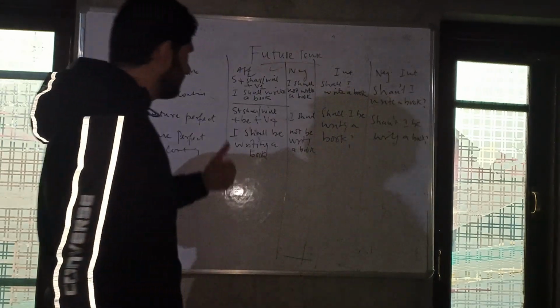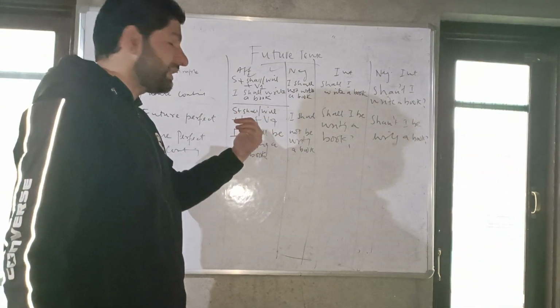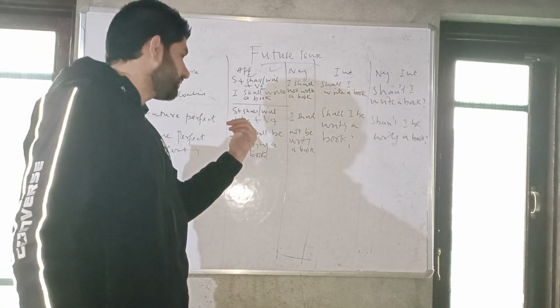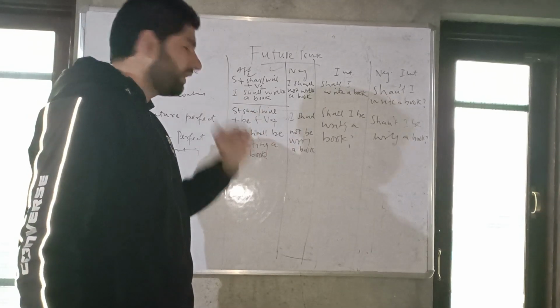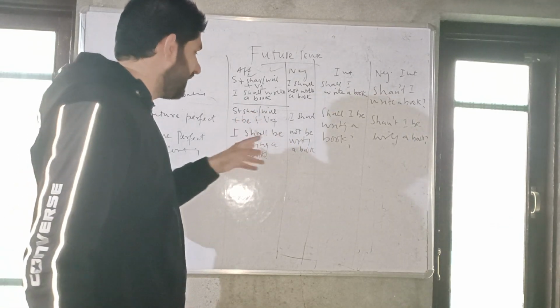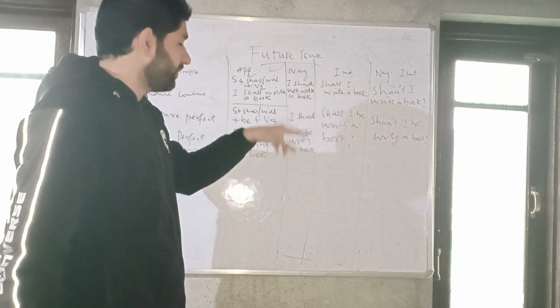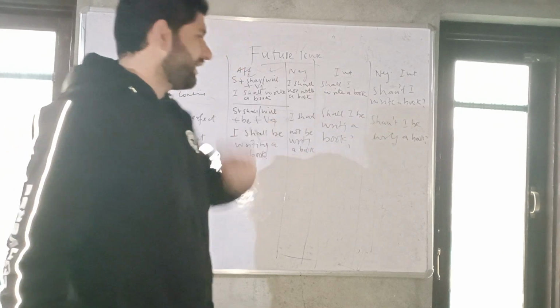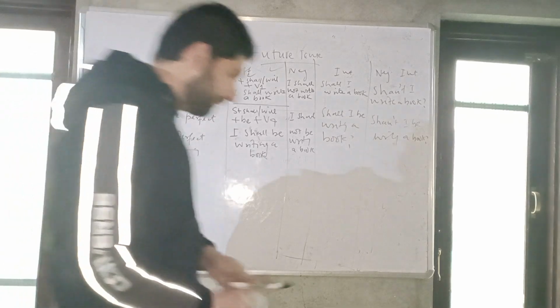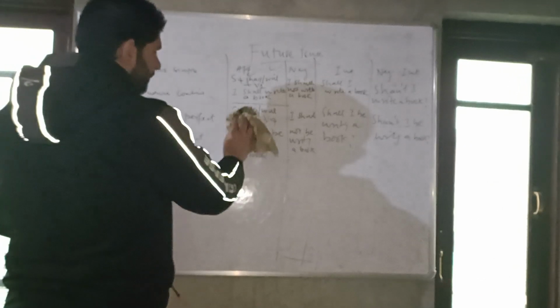So you have to remember that subject plus shall or will plus be. Instead of using have, has, had, we use be here. And because it is continuous tense, we always use fourth form. So that will be I shall be writing a book, I shall not be writing a book, shall I be writing a book, and shan't I be writing a book. Now, we will come to future perfect.